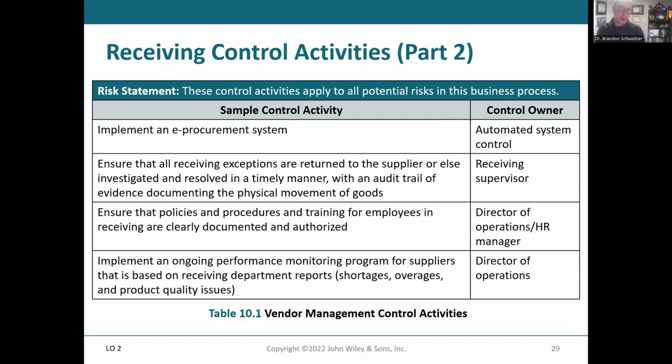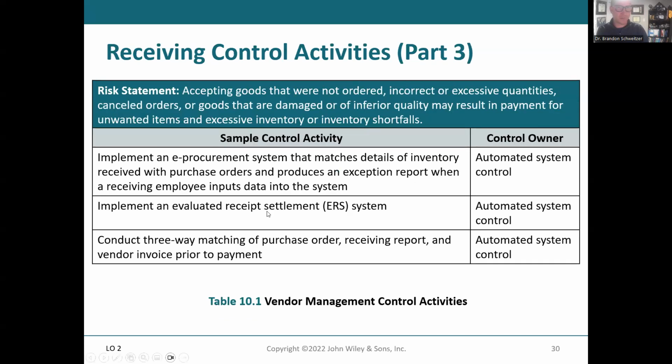Other things you can do, implement an e-procurement system, other types of automation, ensure that any types of returns are investigated appropriately. Paper trails are really important here, yeah. Ensure that policies and procedures are properly being met and documented. And of course, implement any ongoing performance programs to control things like shortages, overages, and other product quality issues.